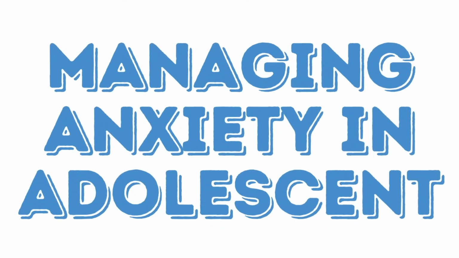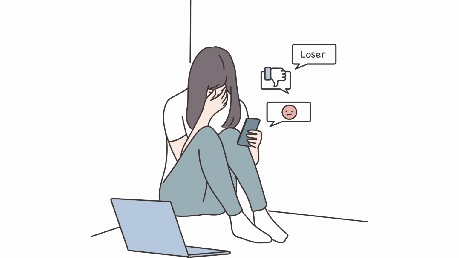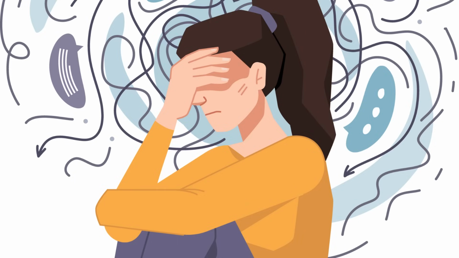Case Study 1. Managing Anxiety in Adolescence. Background: Ekta, a 15-year-old girl, has been experiencing severe anxiety, particularly related to school performance and social interactions. Her parents report that she often has panic attacks and avoids social situations.